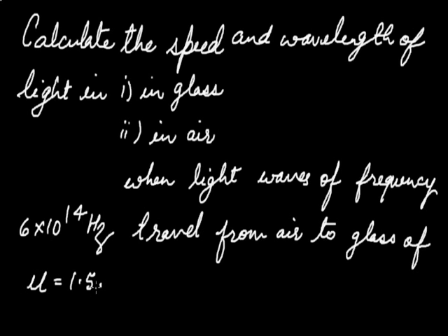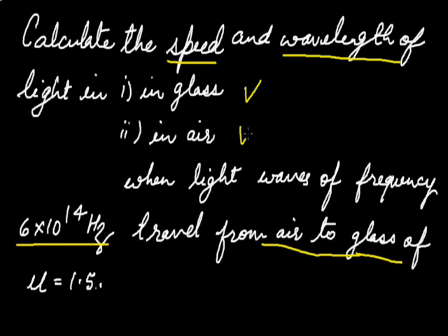So students, let's take a numerical based on the reflection and refraction of light, as we have studied refraction. So let's start with the numerical on refraction. In this numerical, the light ray is moving from air to glass. Its frequency is given, that is 6 × 10^14 Hz, and we have to calculate its speed and wavelength, first for the glass medium and second for the air medium.